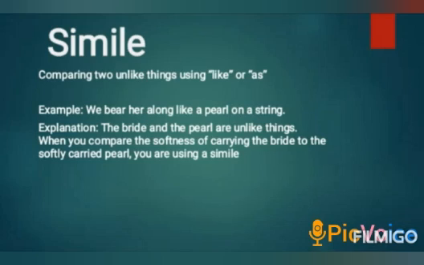So we are comparing one thing with another and we use like and as. These both things are unlike each other. They are not like things. They are unlike, but we take any one common quality and compare it with another. And we use like and as while comparing one thing with another. So simile is a comparison of one thing with another while using like or as.